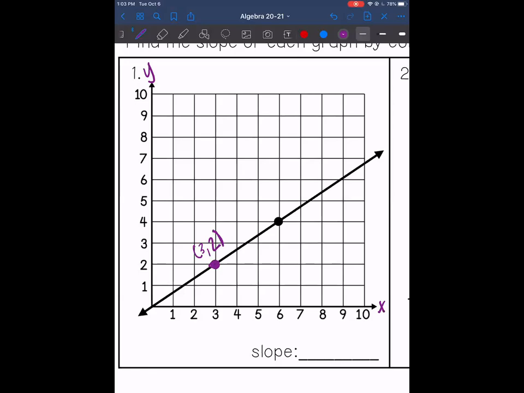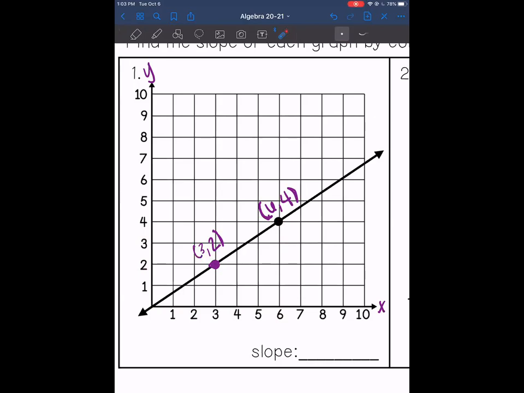Looking at the second point, our x value is 6. So I'm writing that with the parentheses: the x value, comma, and then our y value of 4. And I get that from knowing, okay, what's my x value? I go over 6 to get to my x, and I went up 4 to get to this point. So that's where I get the ordered pair.